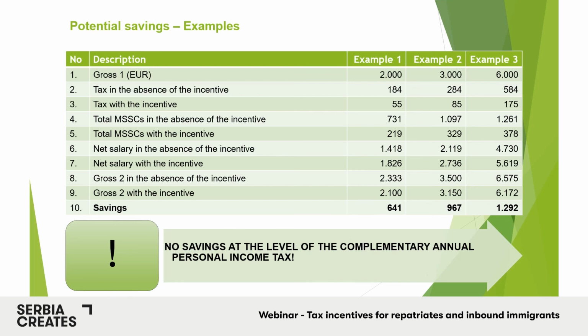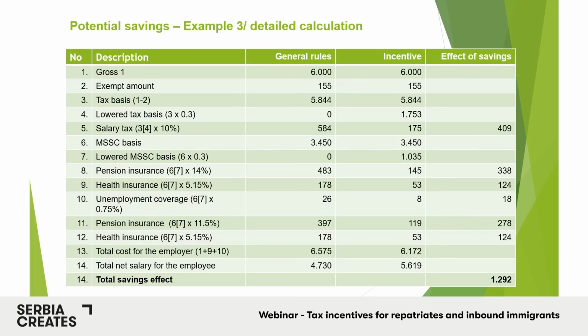Okay, now on this slide, you actually have a more detailed calculation of the potential savings, for example 3, where you have the full calculation elements, including the exempt amount of the salary under general rules, and not the combined basis, not the combined burden for mandatory social security contributions, but the burden for pension insurance, health insurance, and unemployment coverage.